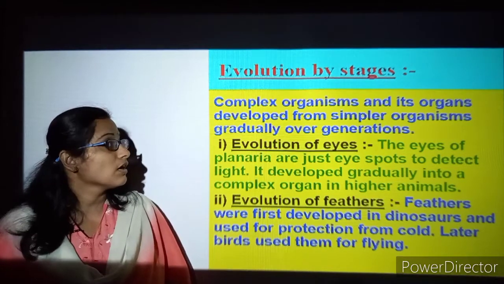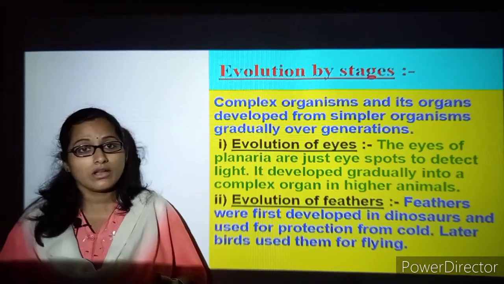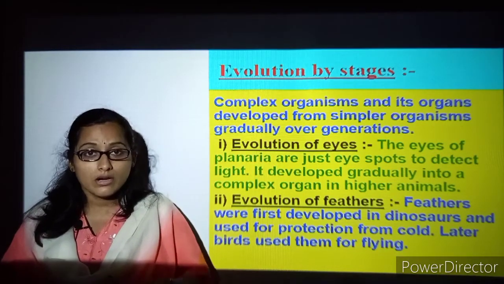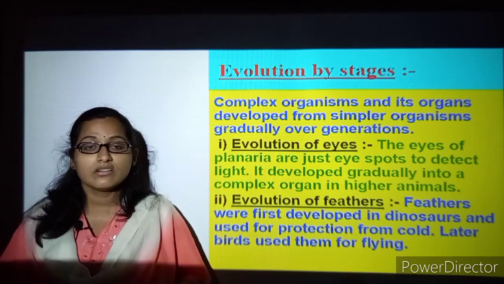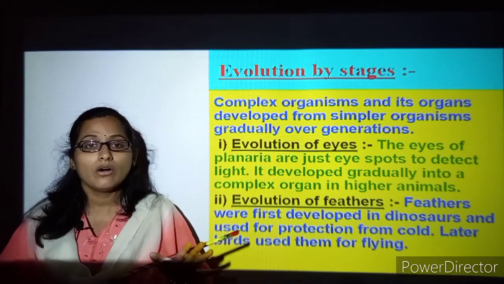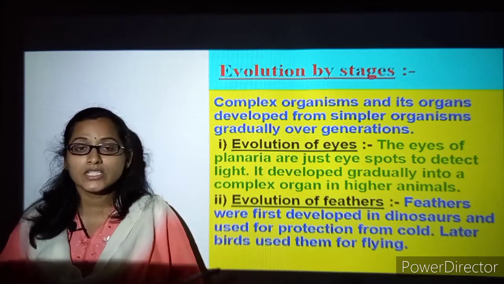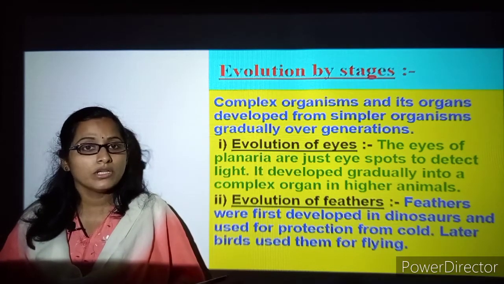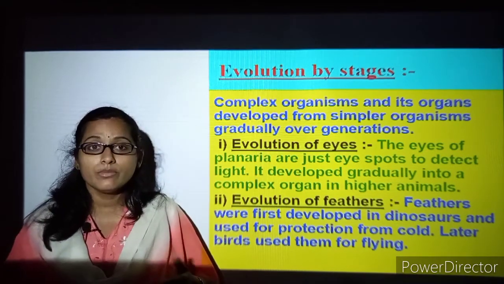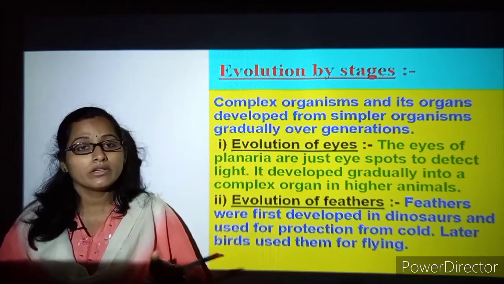So what happened is complex organisms and its organs got developed from simpler organisms. As I told, simpler organisms always relate to the ground, or the species that remain under the ground, and complex organisms are who we are now. They are all the species that exist on this earth or above the ground. So here we can see that complex organisms have already been formed from the simpler organisms gradually over the generations.